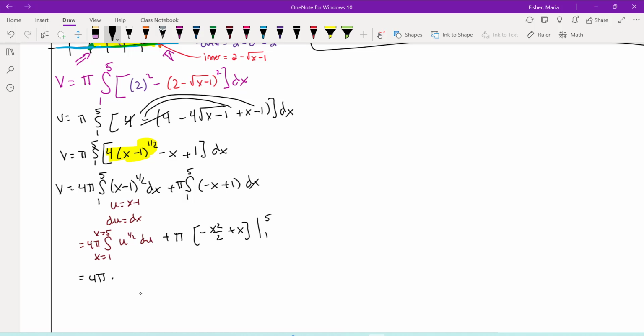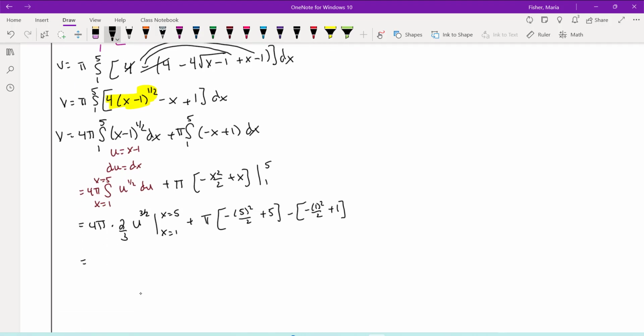Integrating over here, well, that's going to be u to the 3/2 divided by 3/2, but since that's a fraction, I'm going to multiply by its reciprocal, 2/3. And again, that gets evaluated from x equal 1 to x equal 5. If I plug in these limits of integration, I have negative 5 squared over 2 plus 5, and then minus negative 1 squared over 2 plus 1. And we'll put that in a calculator in a second.